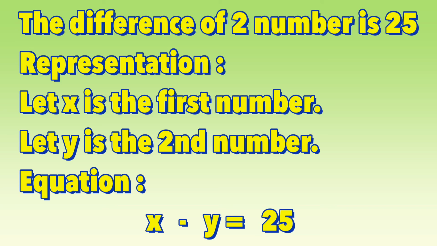Then for the equation, we're going back to number 4, we have to read again. The difference of two numbers is 25. When you see difference, it is minus, equals 25. So the two numbers, of course, are x and y. That's why our equation is x minus y equals 25.